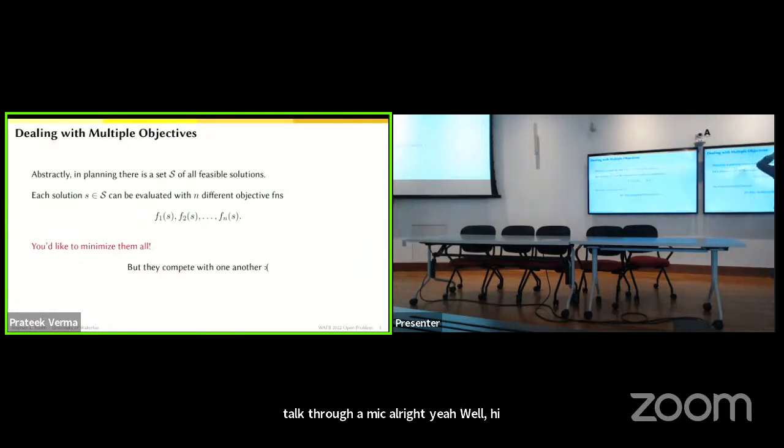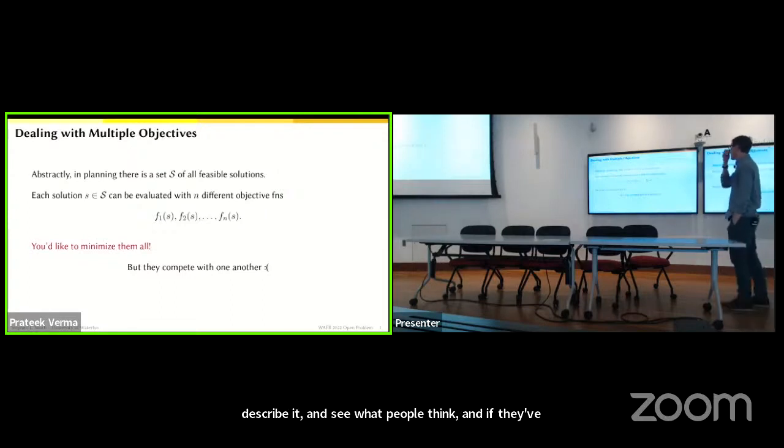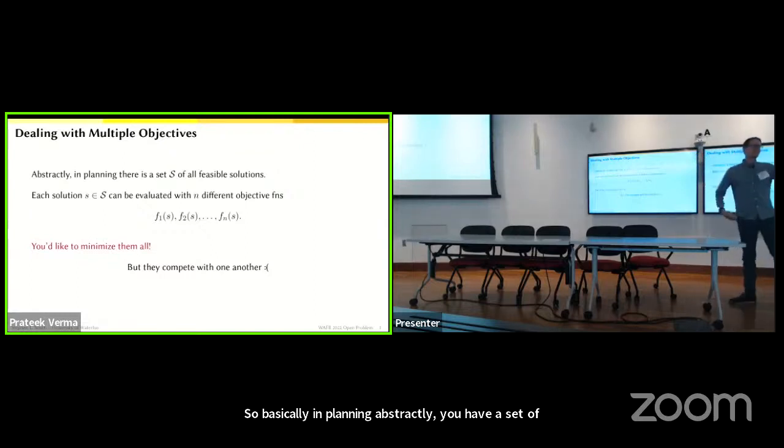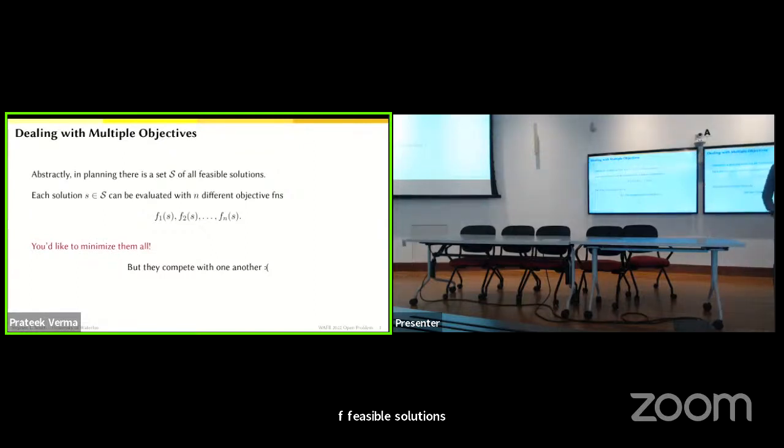So I'll fully admit this isn't really an open problem in the sense that I think we're going to come to a great solution right now, but I think it's a common annoyance at least. So let me describe it and see what people think and if they've encountered this kind of thing themselves. So basically in planning, you have a set of feasible solutions. These satisfy your hard constraints, complex set. And each solution can be evaluated with multiple objectives. Let's call them F1 through Fn.